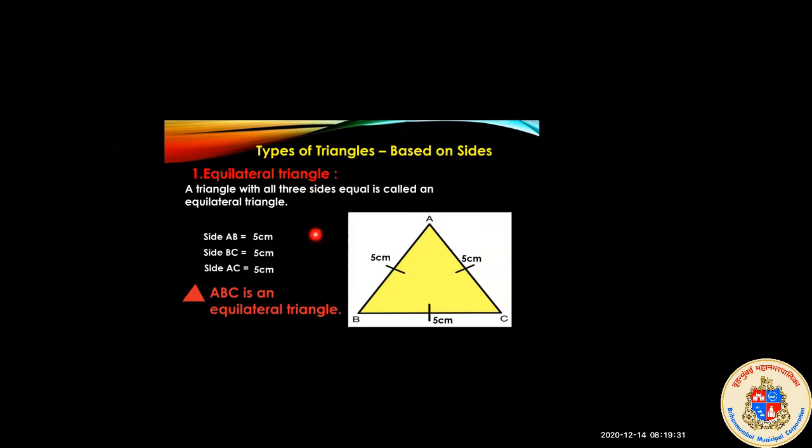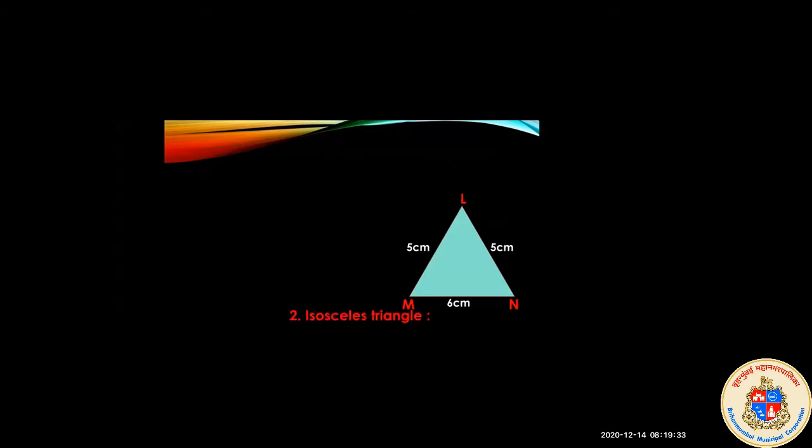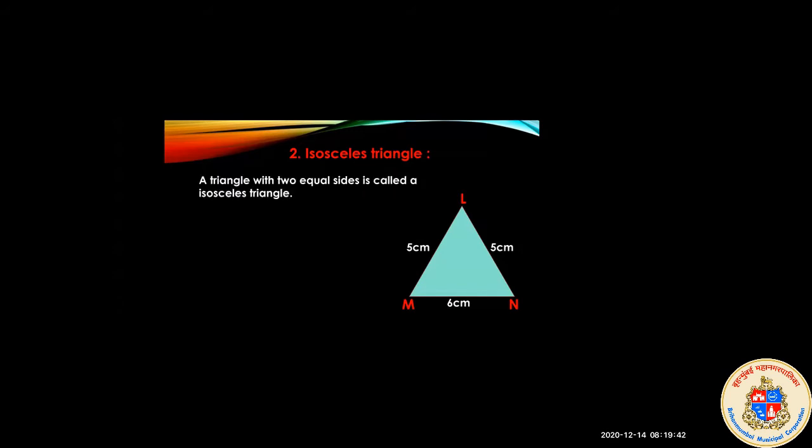Now we'll see the next triangle. The next triangle is the isosceles triangle. Now what is an isosceles triangle? A triangle with two equal sides is called an isosceles triangle. A triangle with two equal sides means this is a triangle LMN and there are three sides. When two sides of the triangle are equal, that is called an isosceles triangle.